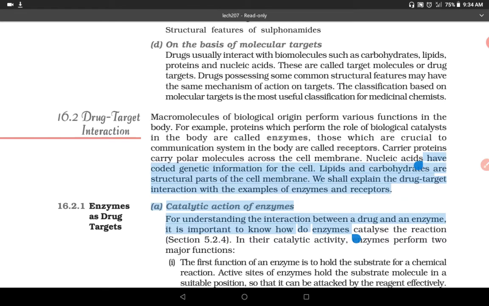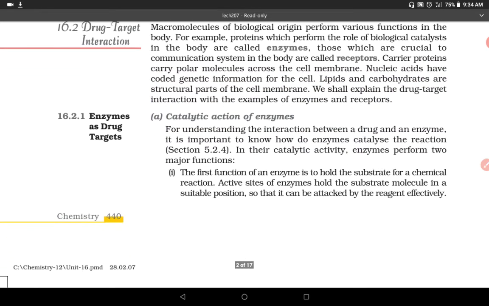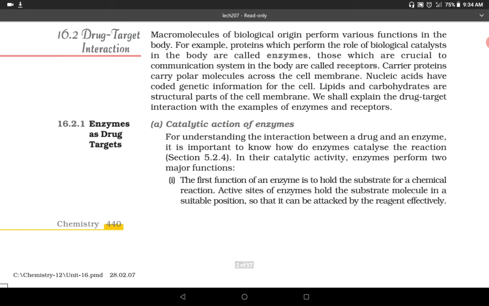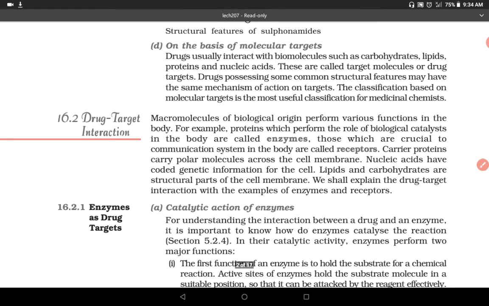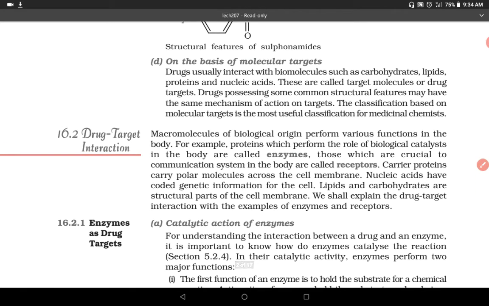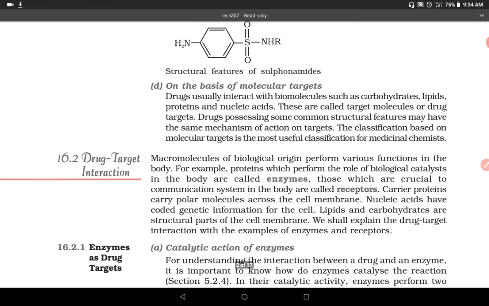Okay, let's move on. Drug target interaction. What is drug target interaction? Drug and target interaction. We have learned about the molecular target. I think I didn't mention any name for this molecular target.